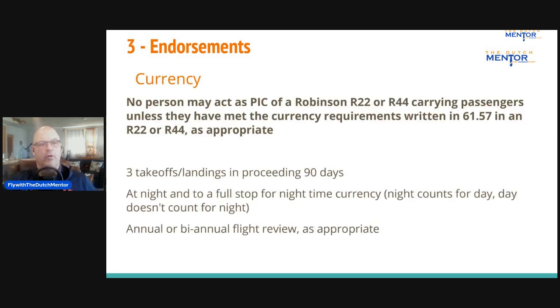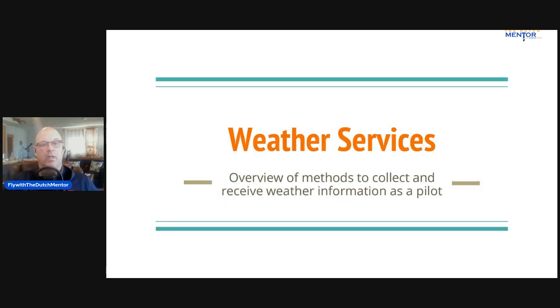Flight review we covered over here, and then of course, the currency we covered as well. Of course, overall currency, anytime we're flying in a helicopter, according to 61.57, we need to have 3 takeoff and landings in the preceding 90 days in order to carry passengers during daytime hours, or at nighttime it needs to be a full stop in order to be able to meet your requirements. And that is an annual or biannual flight review as appropriate. All right, with that said, we can transition to our weather services.